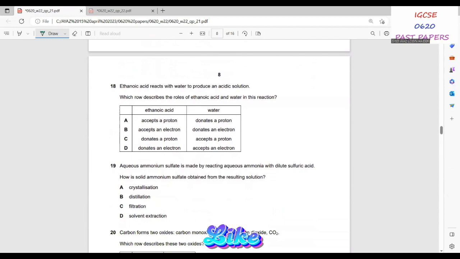Number 18. Ethanoic acid reacts with water to produce an acidic solution. Which row describes the roles of ethanoic acid and water in this reaction? Ethanoic acid is an acid, so it donates a proton.